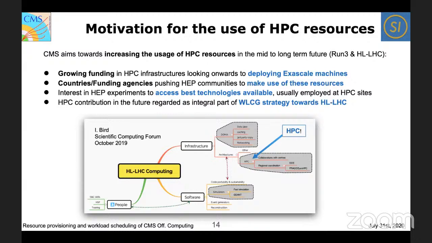That is of interest on our part as well, because we not only use these resources as CPU, but also we will potentially have access to different technologies. For example, GPUs, which are going to be employed in HPCs. So all in all, the HPC contribution to the future of our computing has been acknowledged to be an integral part of the WLCG strategy towards the High Luminosity LHC. And this is from a talk by Ian Bird last autumn, where you can see the HPC included explicitly in the picture.